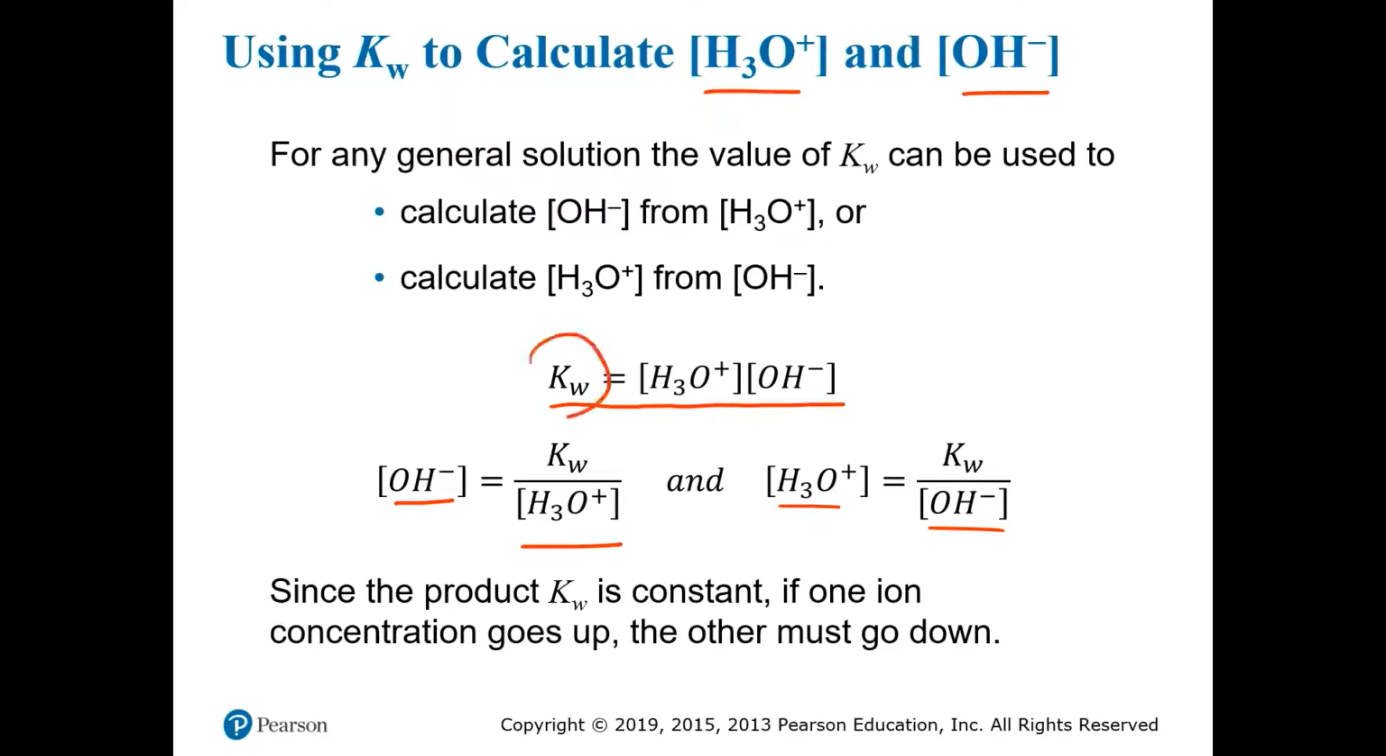Since Kw is a constant, and it's equal to these two concentrations multiplied together, if one of these concentrations goes up, the other has to go down in order to keep Kw constant. And vice versa, if the first one goes down, then the other one has to go up in order to keep Kw constant.